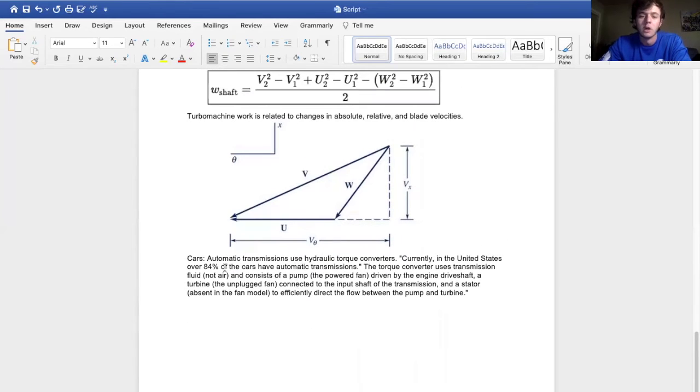And then a great real world example of angular momentum. Automatic transmissions in cars use hydraulic torque converters. And currently in the US, over 84% of the cars do use these automatic transmissions. So they are very used nationally and probably worldwide. The torque converter basically uses transmission fluid, not air, so actual fluid, and consists of a pump, which would be the fan, which is driven by the engine, and then a turbine, which is the unplugged fan connected to the input shaft of the transmission, and a stator to efficiently direct the flow between the pump and turbine.